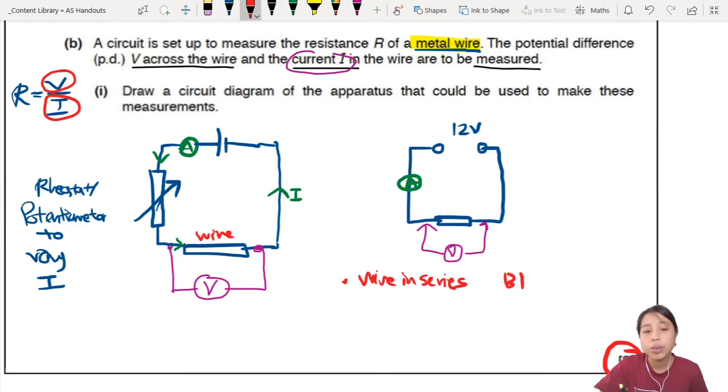Okay, that's correct. Second mark: wire in series with your ammeter and your battery. Sorry, I forgot to mention the ammeter. Because you also want to measure the current through the wire, so the current is the same. Second one comes from your voltmeter, because you need to measure V. So the voltmeter must be parallel to your wire. So voltmeter parallel.